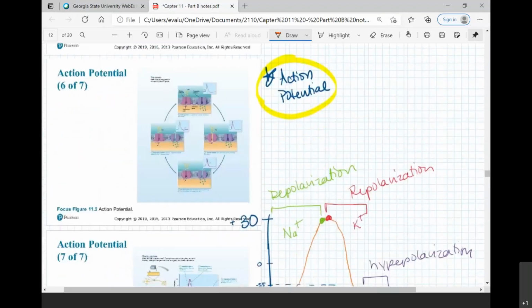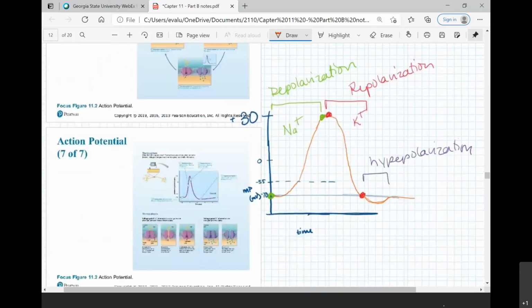So your biggest takeaway from this section is going to be this figure 11.2. Be able to draw this guy. Know the action potential. Know the whole process. Be able to draw it. Be able to pick it apart. This guy right here is going to be your friend.